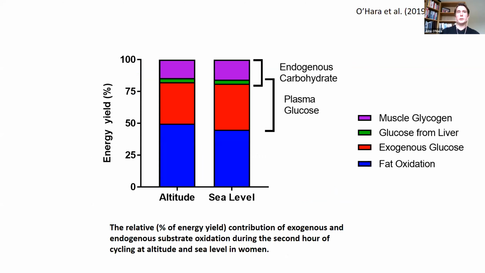When we normalize the data, we can see that actually there are no significant differences in the relative contributions of fats and exogenous and endogenous carbohydrate sources at altitude compared with sea level. And we wondered whether the lack of change in fat oxidation in the females here was very much due to the fact they already had a 50% contribution of fat at sea level, and really we're seeing this sort of baseline effect where they've got nowhere else to go.